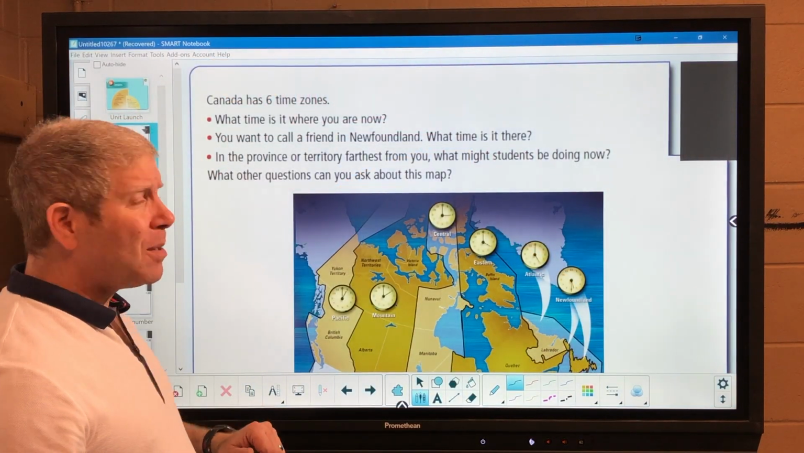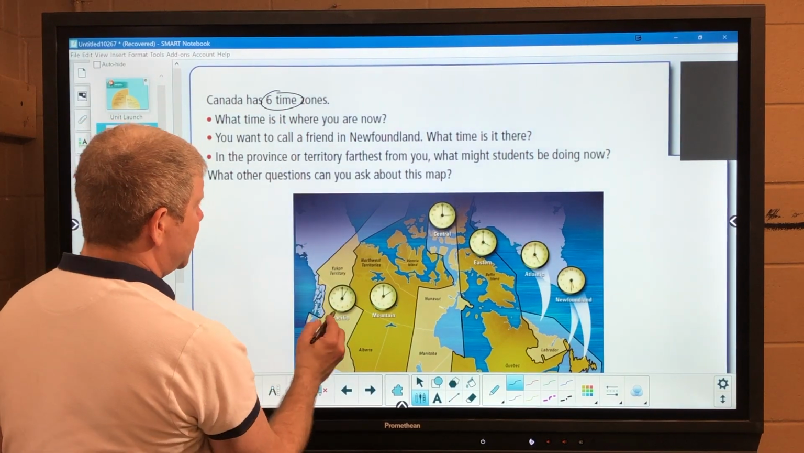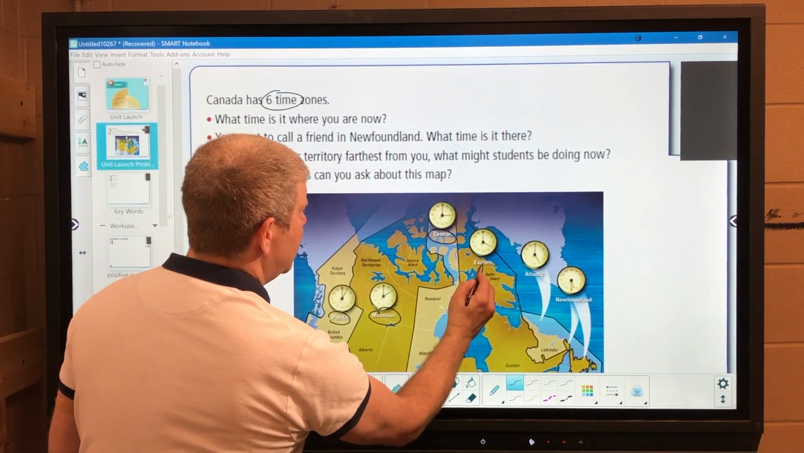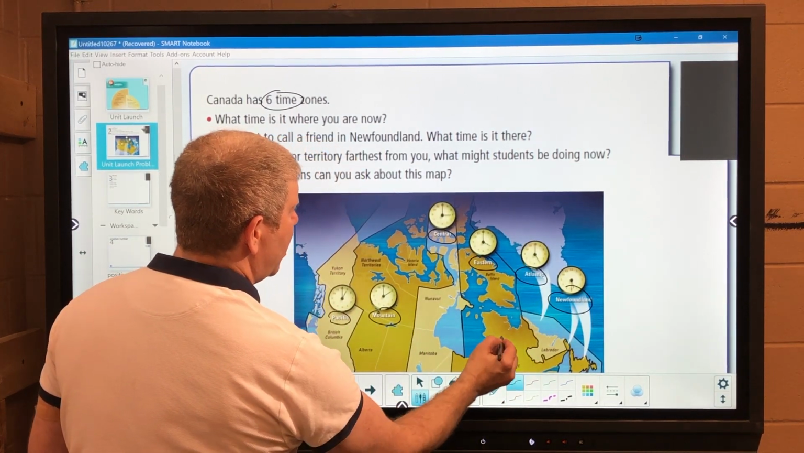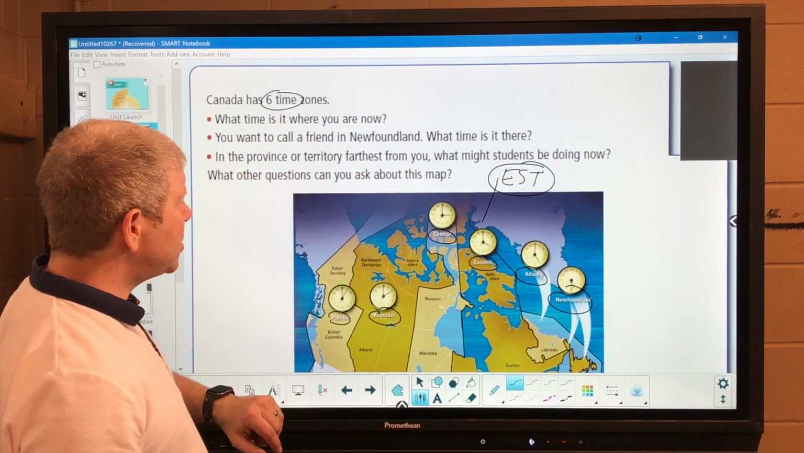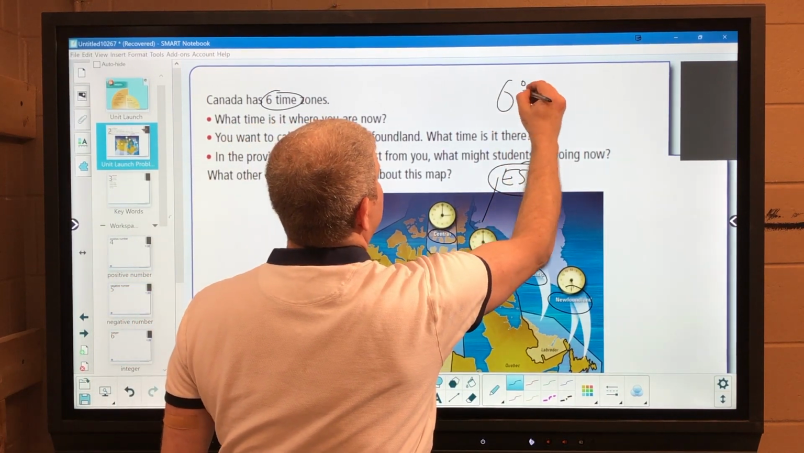Let's look at a very simple example for how we use integers. Canada has 6 time zones. Here they are: Pacific, Mountain, Central, Eastern, Atlantic, and Newfoundland time. Here we are in Eastern time, EST. And what time is it where we are now? Well, right here now it's about 6:30 p.m.